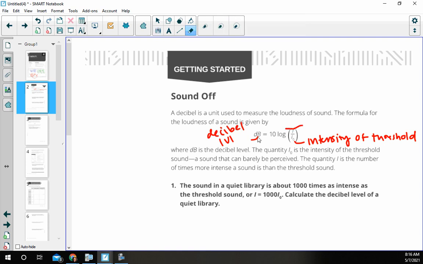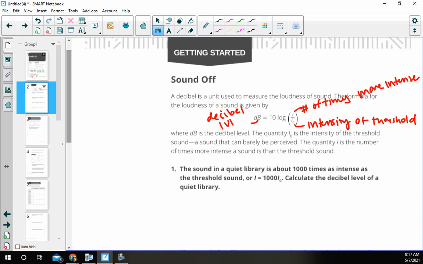So I is the number of times more intense than the threshold sound. So the sound in a quiet library is about 1,000 times as intense as the threshold sound, or I is equal to 1,000 I sub O. Calculate the decibel level of a quiet library. Okay, so we need to figure out where everything is going in this equation here. So take a second here and try to mentally think where everything is going to go.